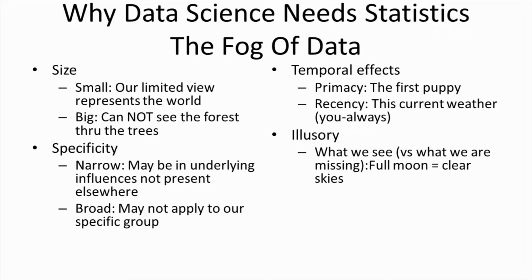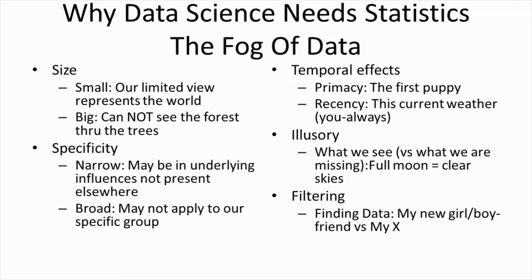The classic example of this is when people say the full moon correlates with clear skies. From our personal experiences, we think we have a lot of data to back this up, but we are forgetting that we only see the full moon when the skies are clear. And then we often find data to support the decision that we've already made.